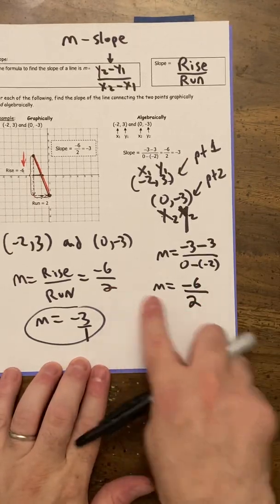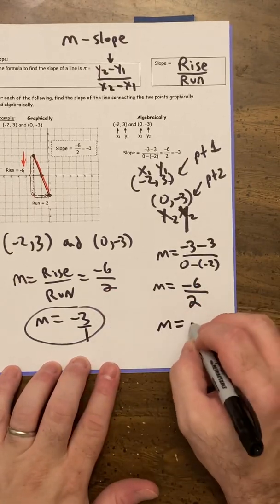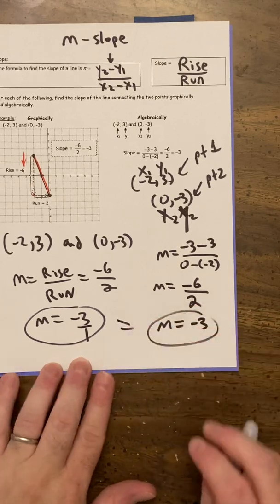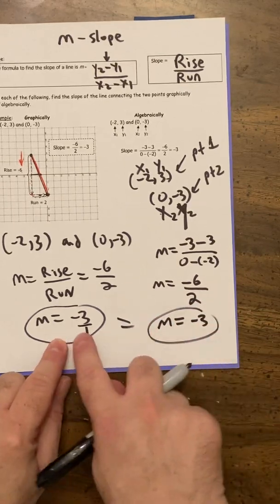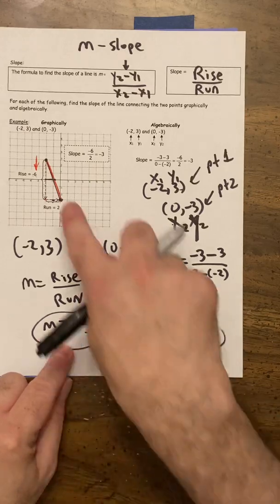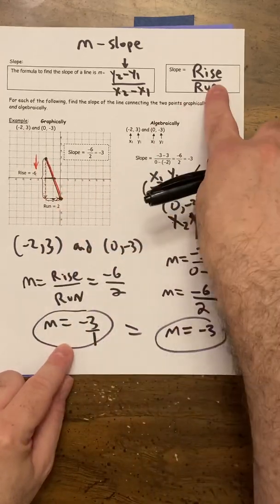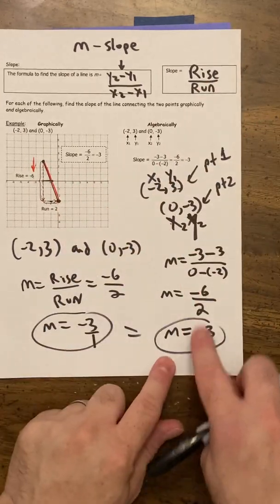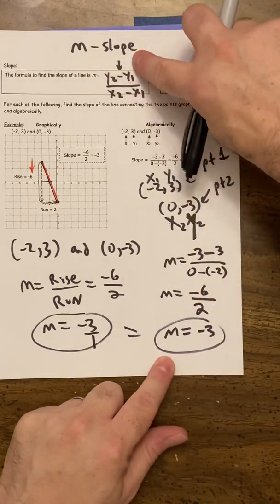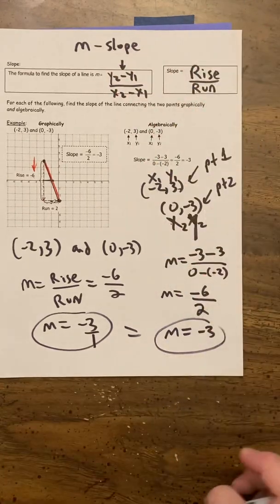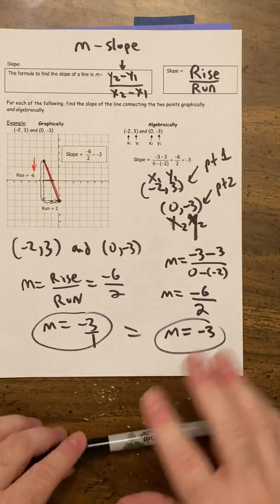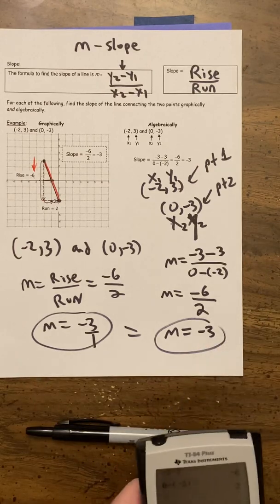Okay, if we reduce this, oh, that's exactly the same. That's a slope of -3. We got the same answer whichever way we decided to do it, whether we decided to do the graphical way using rise over run, or whether we did it the algebraic way using y2 minus y1 over x2 minus x1. And again, we'll practice this more during class so you'll get good at it, okay?